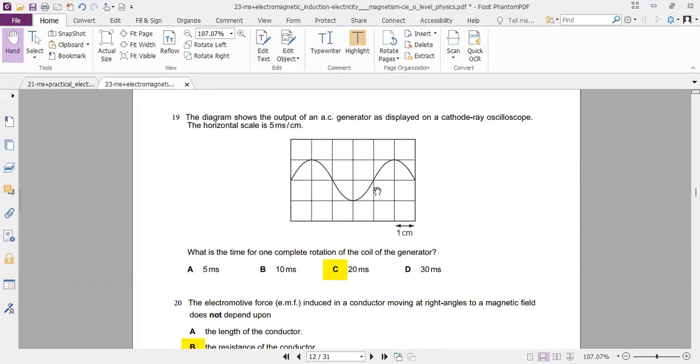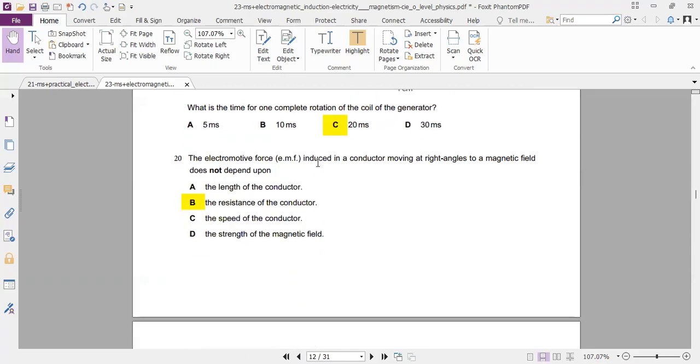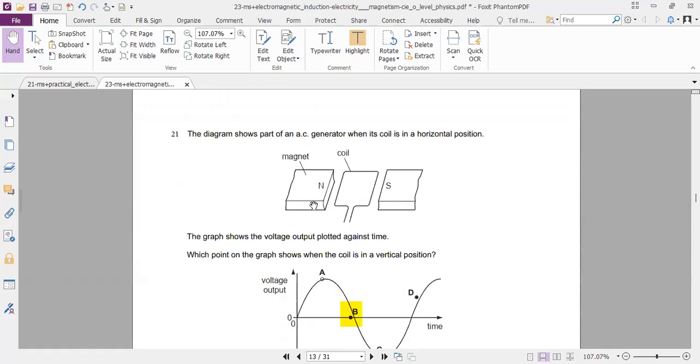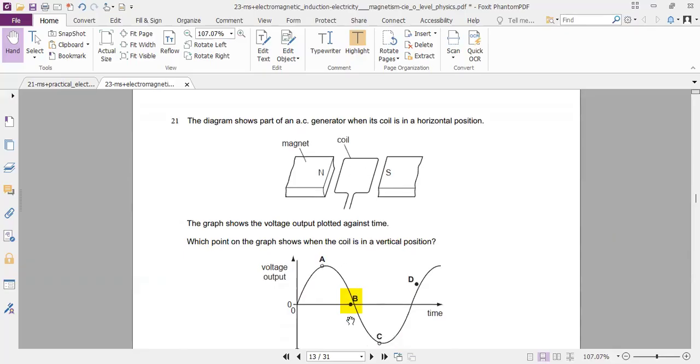Number 19. Each box is 5 milliseconds. So if you have one complete rotation, what is the time? So 5, 10, 15, 20 milliseconds. It does not depend on the resistance. We've done this before. While at vertical position, the EMF is 0, and that is shown by this.